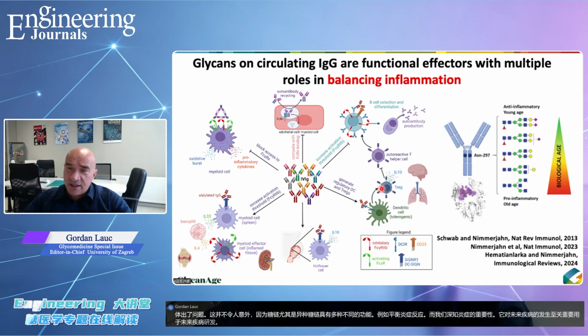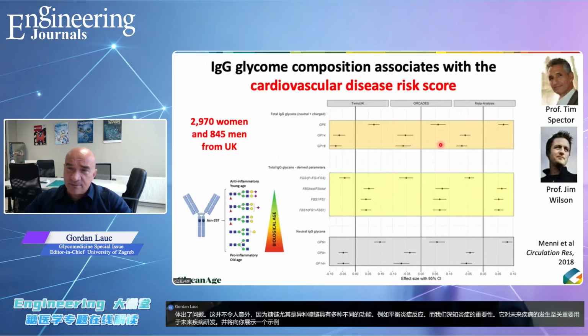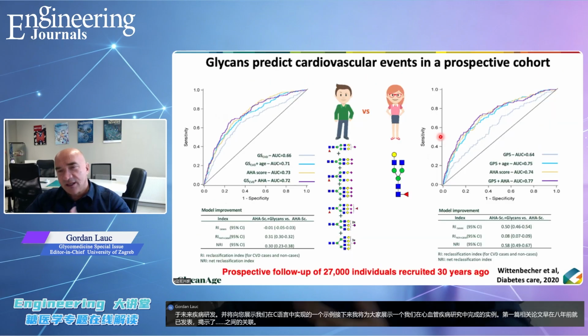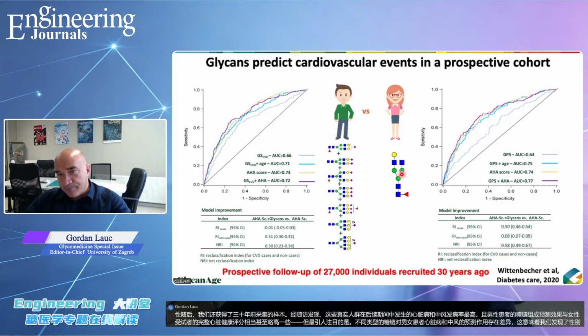And I'll show you one example of what we have done in the cardiovascular disease space. So the first paper was published now 8 years ago showing correlation between the disease risk and glycans. Then we got samples collected 30 years ago where actual people, we had samples 30 years ago, had a heart attack or stroke in the follow-up period. And the IgG glycome composition in men was as predictive as the entire AHA score. In women, even a bit more predictive. But most interestingly, different glycans were predicting heart attack and stroke in men and women, meaning we have a sex-specific role of glycans in CVD development.